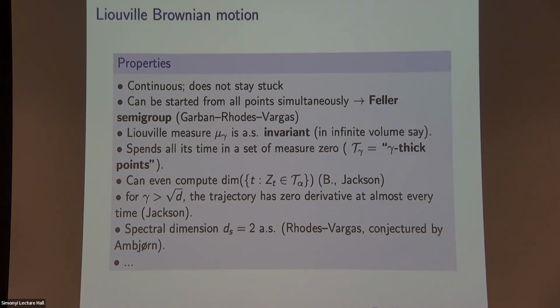So to show that the Brownian motion determines the measure, it's enough to show that the Liouville measure is the unique invariant measure? Yes, I guess that's true. That's not actually how we proved it, but yes. I mean, this invariance is better. On a finite volume, it's not literally true that it's invariant, but in infinite volume, it's true.